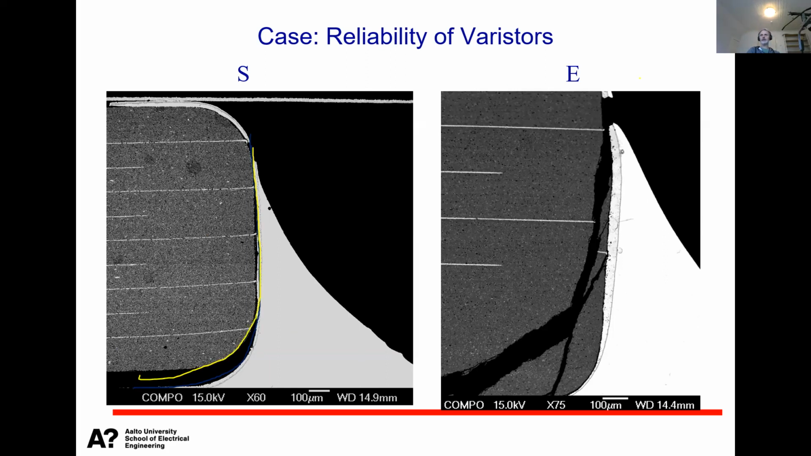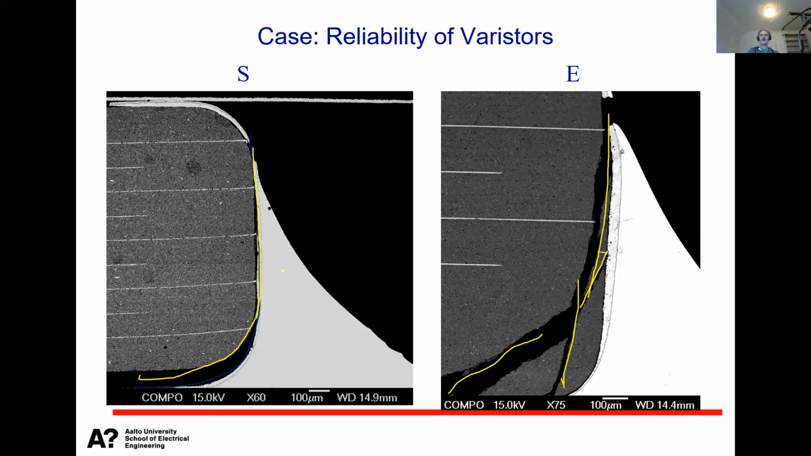On the other hand, with the E component, so with the EPCOS component, it was not the interface which was failing, but the actual failure went through the ceramic material. So one can say that this is an adhesion failure and this is a cohesion failure. So here the strength is based on the actual material property of this zinc oxide, and here the strength is based on the adhesion between the zinc oxide and the silver layer.